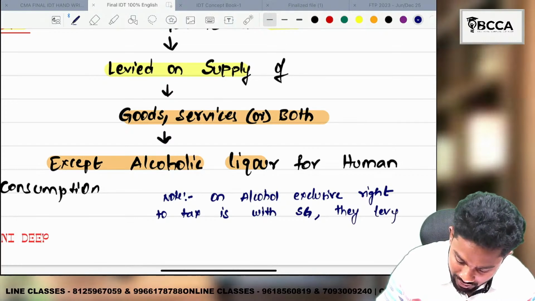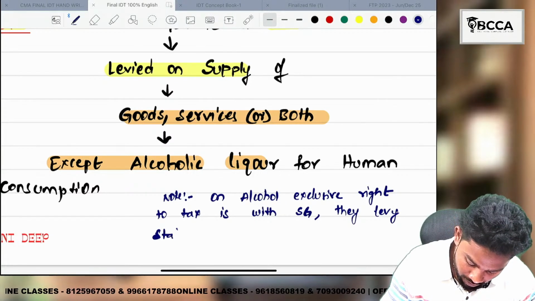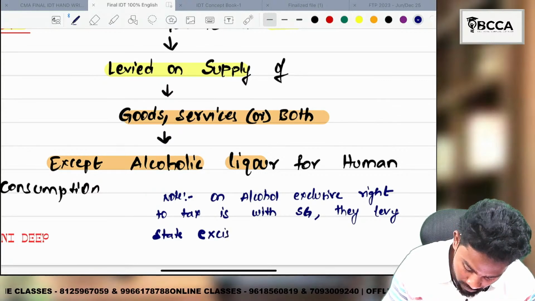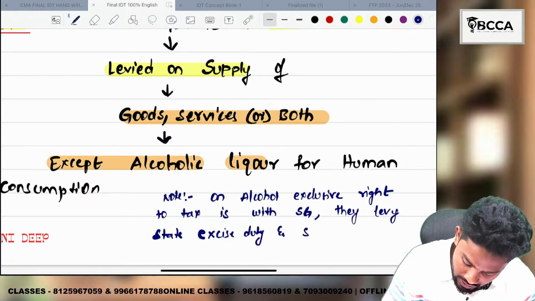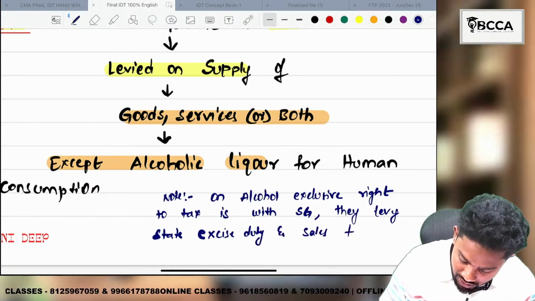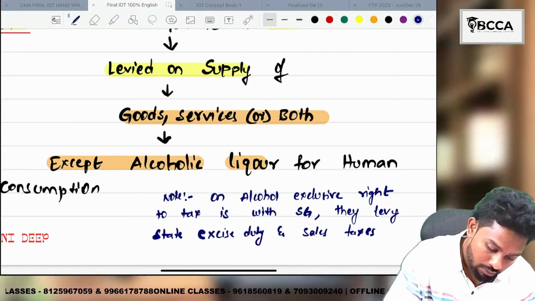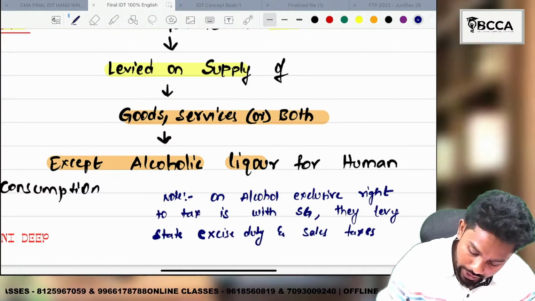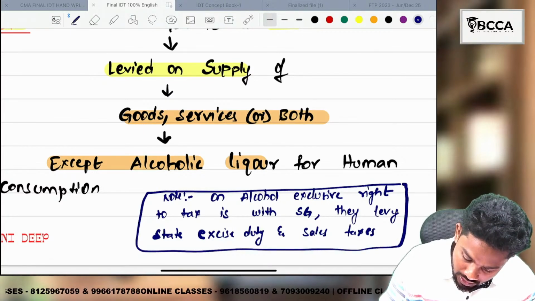The levy of state excise duty and sales taxes. Even after GST, this continues, sir. On alcohol, the exclusive right to levy tax is with the state government.